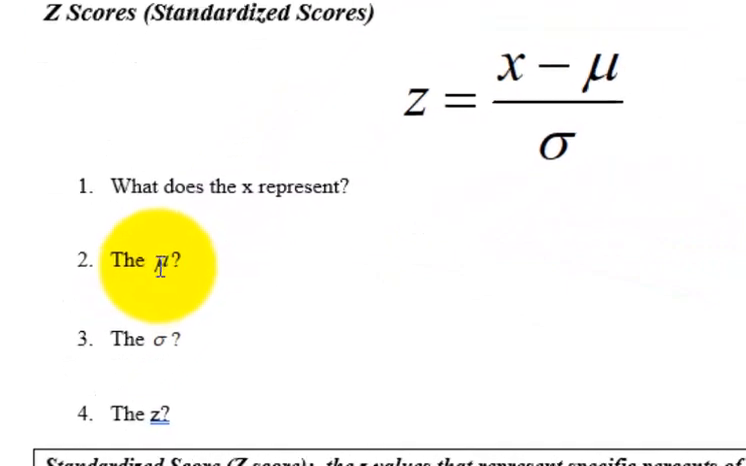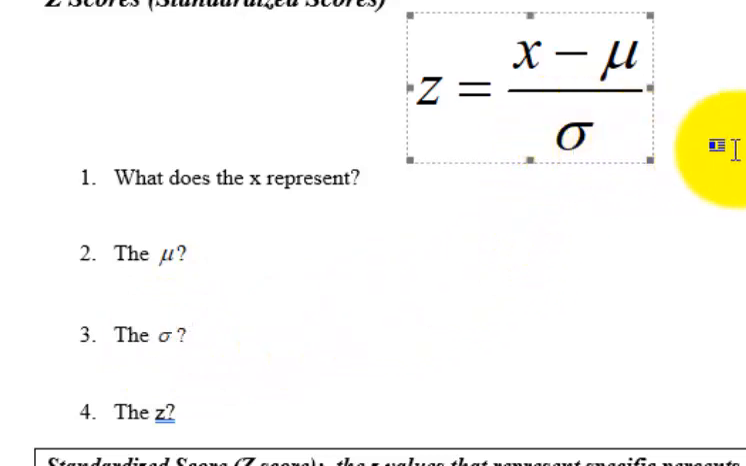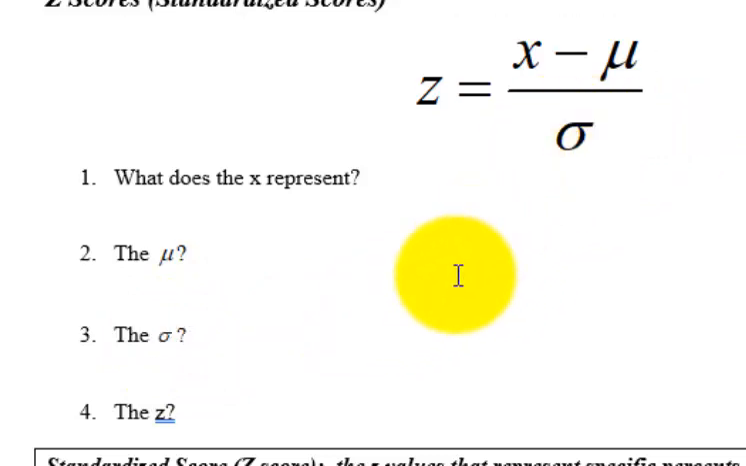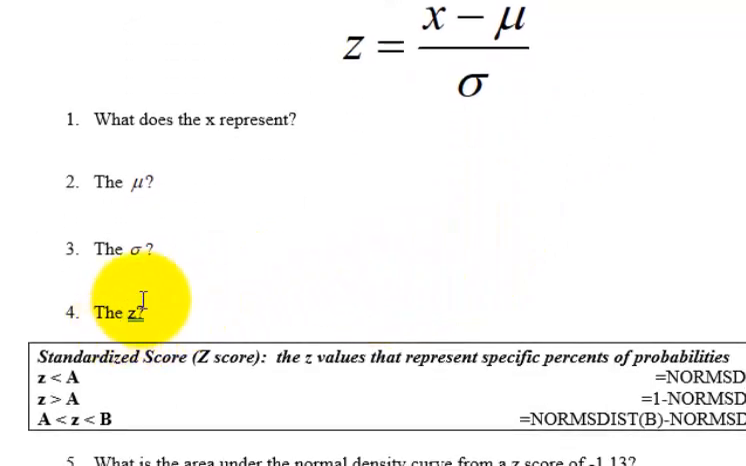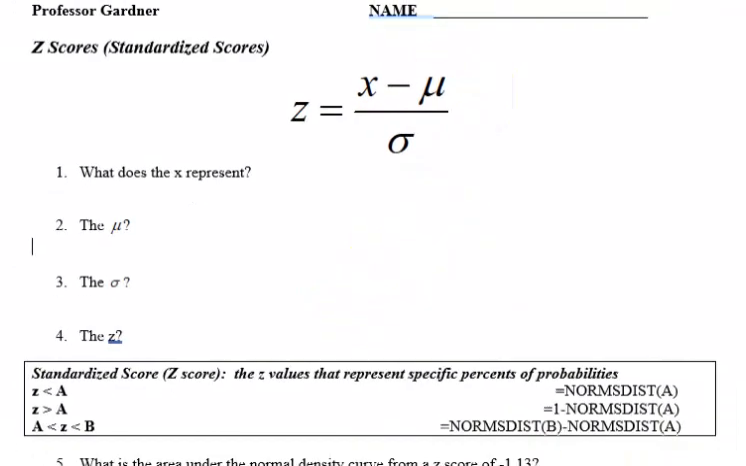The mu here is the population mean. That's what the Greek letter means, population mean. This is the sigma. That is the population standard deviation. And the Z-score is literally how many standard deviations this individual piece of data is away from the mean. I'll say that again. A Z-score is how many standard deviations away an individual piece of data is from the data set's mean.